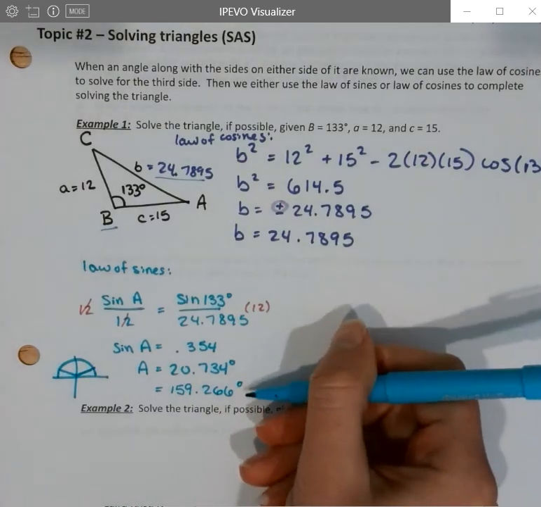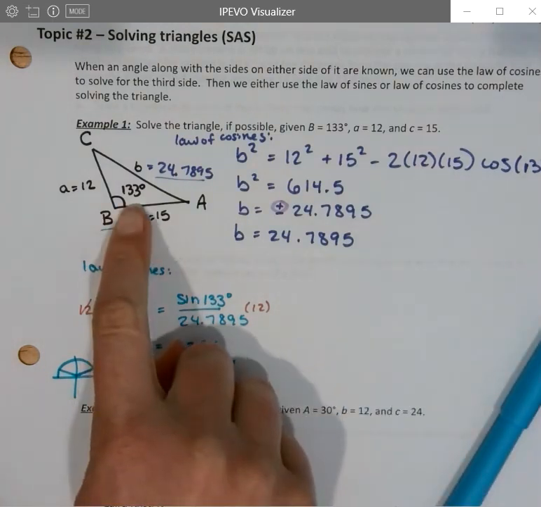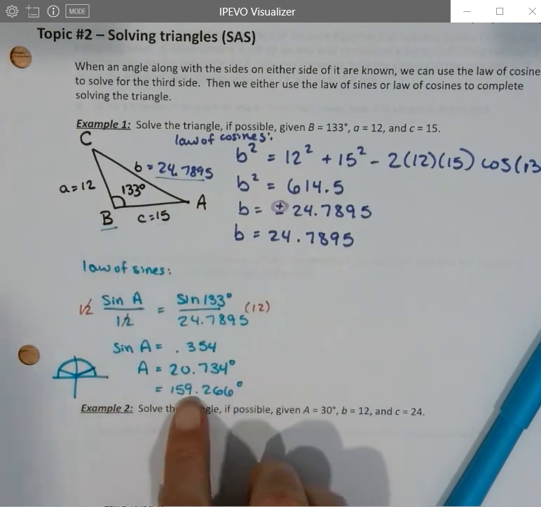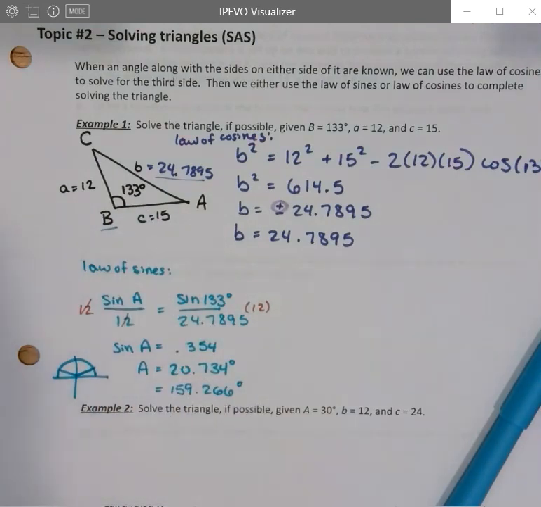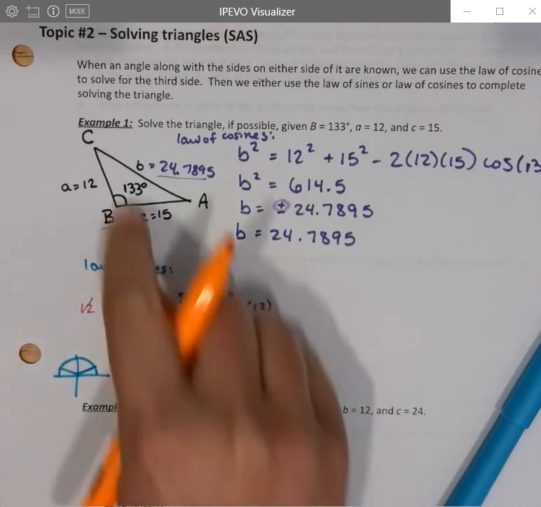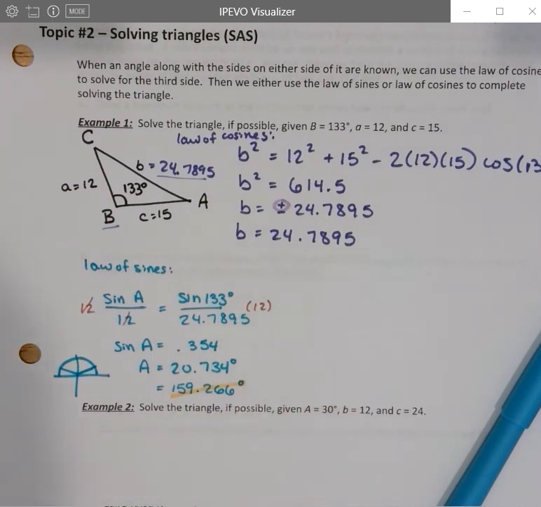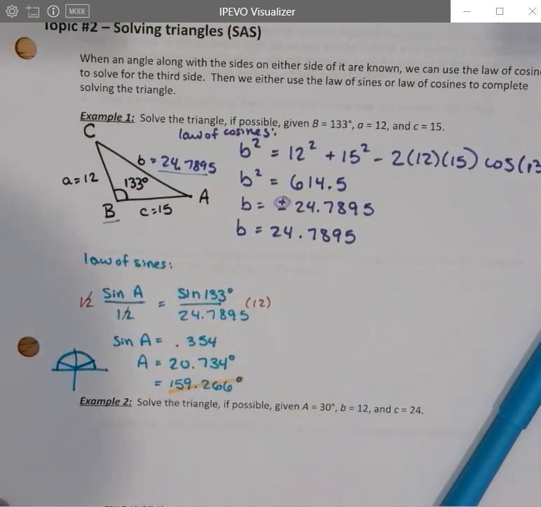Okay, so if I was just using law of sines, I meant to say, with no other knowledge, I would definitely get those two choices for A. However, with already having a 133 degree angle in the triangle, 159 degrees is too large to fit inside the same triangle. So we're going to throw that one away as being too large. Together, those two angles are going to add up to more than 180, so that's not going to work. Okay, so that one we can throw out as not going to work.